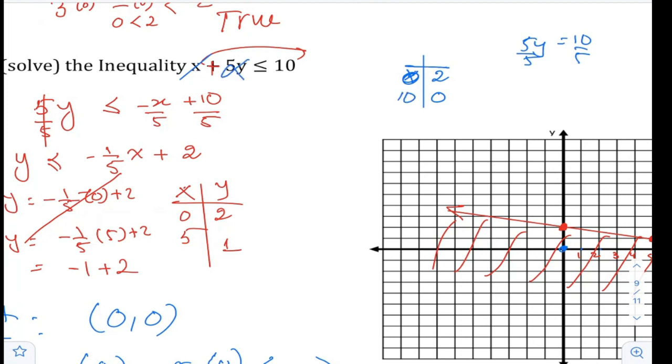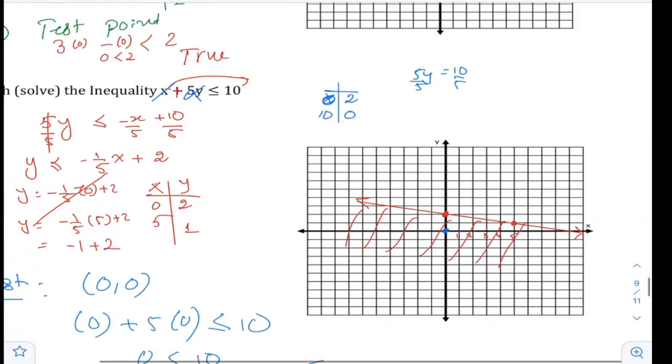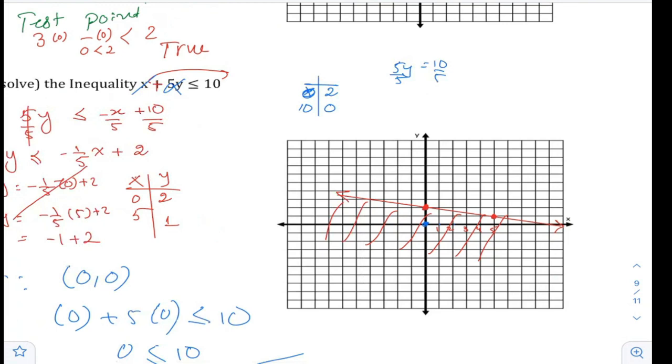You can plot the points and you will have the same line definitely. But you need to change the scale here because 10 is not enough here. You choose 2, 4, 6, 8 on the scale. Anyway, this is easy.